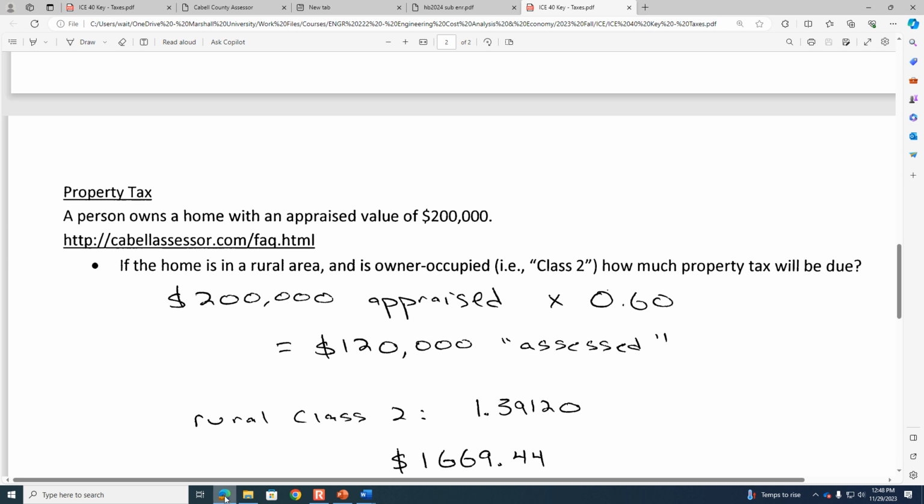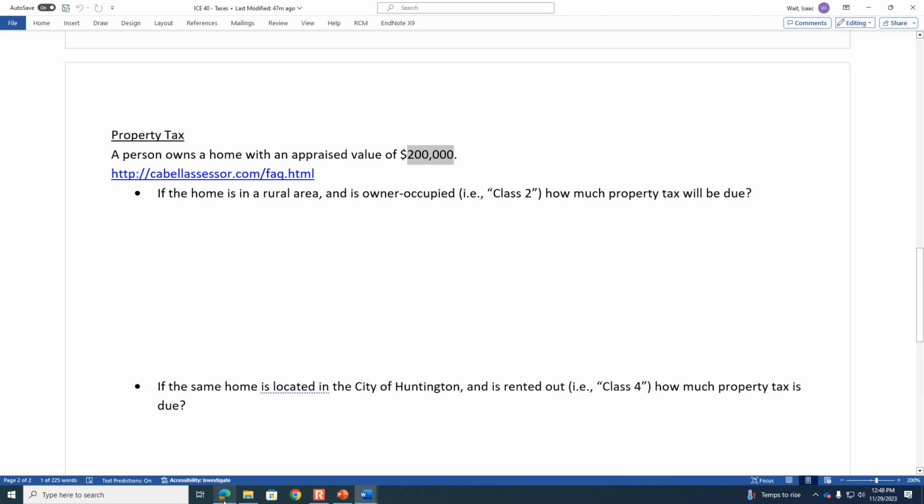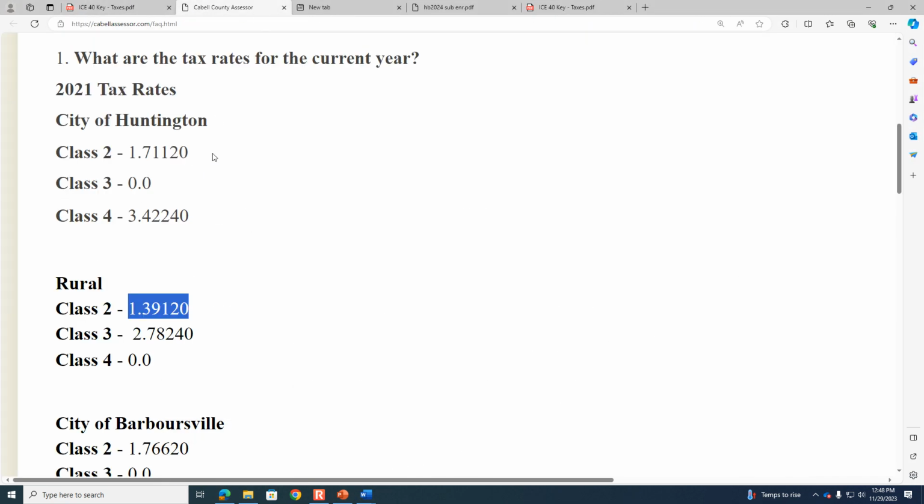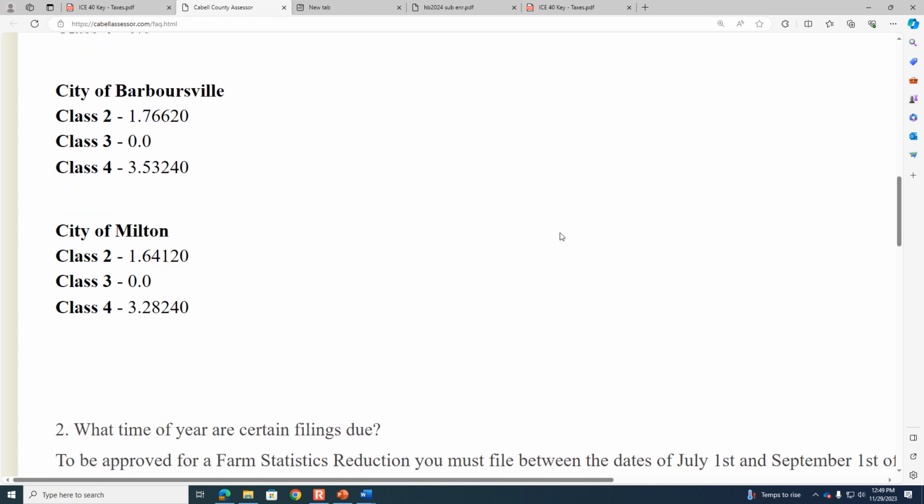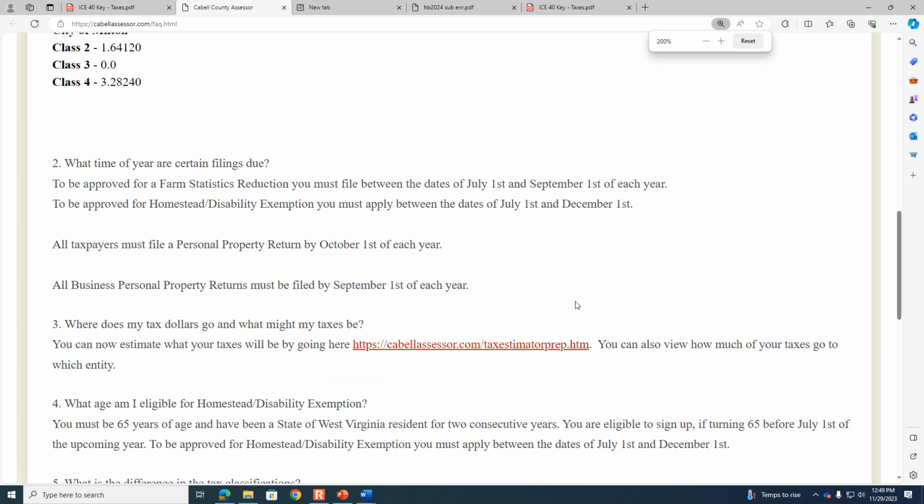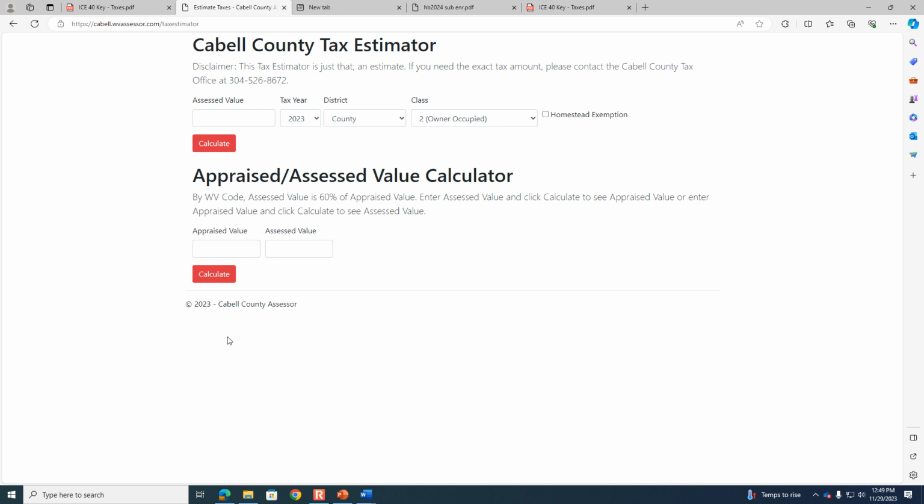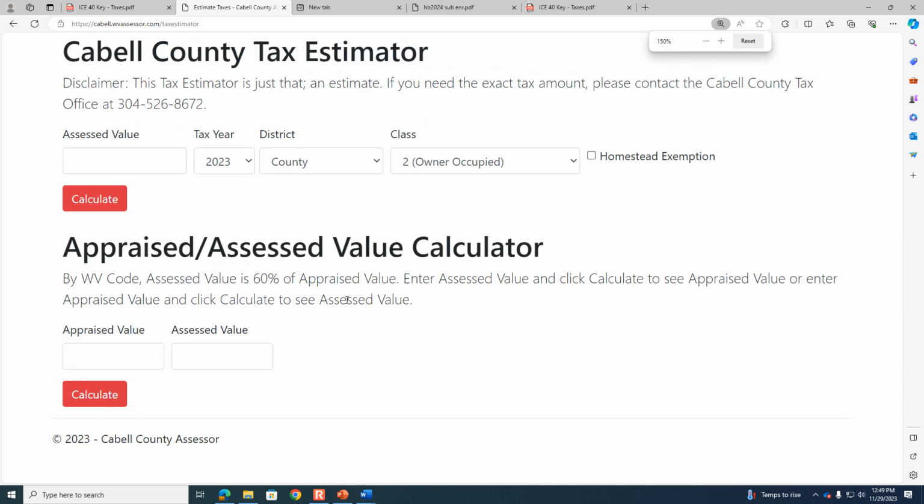The error that I noticed on the Cabell County Assessor website is that these values it shows, these percentages, are a little bit different from a calculator that they have online. Let me show you the calculator. If you scroll down on their website, they've got a tax estimator page that's interesting to look at because it tells you where your money is actually going.